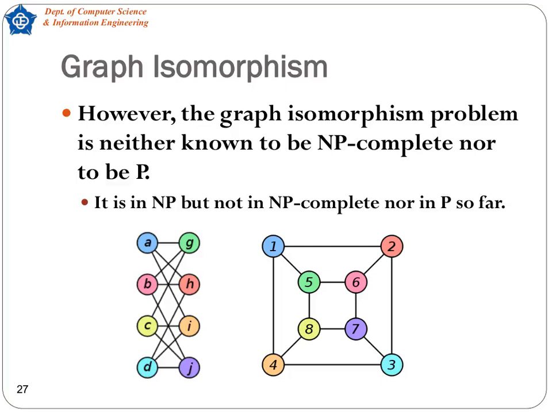To see why this is so fascinating, take a look at these two 10-node graphs on the slide. On the left is a bipartite arrangement labeled A through J. On the right is a square framework with an inner 4-node grid labeled 1 through 8, plus the 4 corners. At first glance, their layouts and labels couldn't be more different. Yet there exists a perfect one-to-one correspondence that preserves every edge, showing the two graphs are indeed isomorphic. That unresolved gap, neither known to lie in P, nor shown NP-complete, makes graph isomorphism one of the most intriguing open questions in complexity theory.